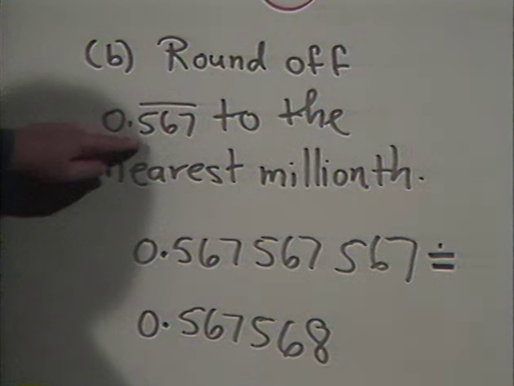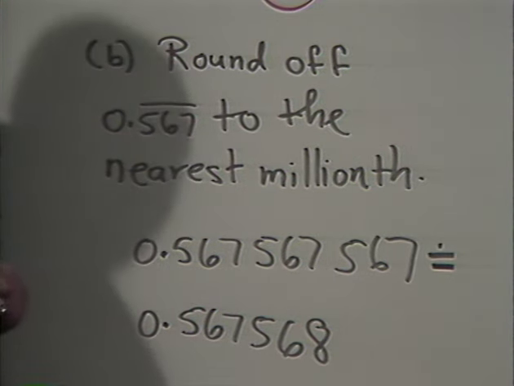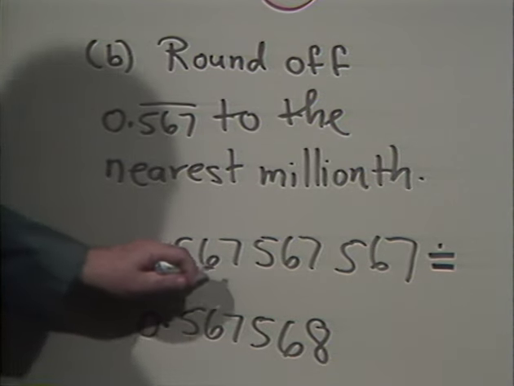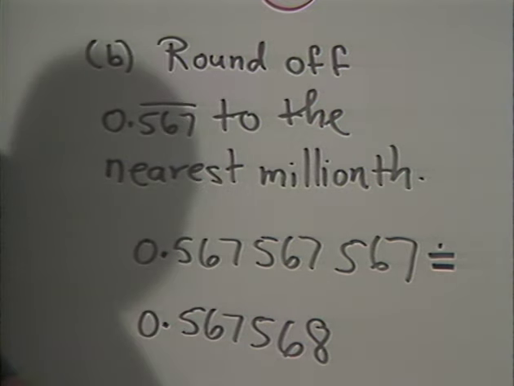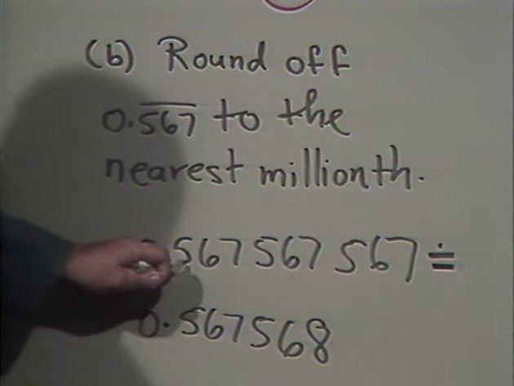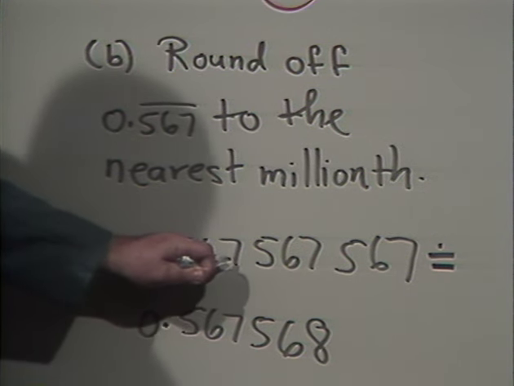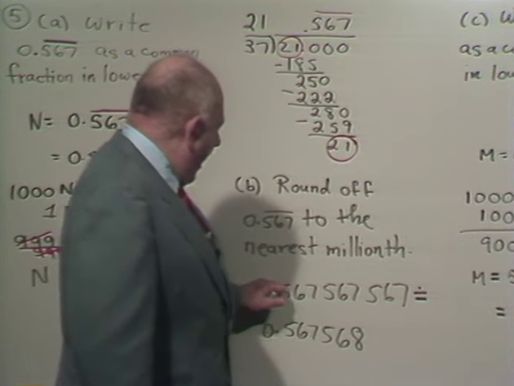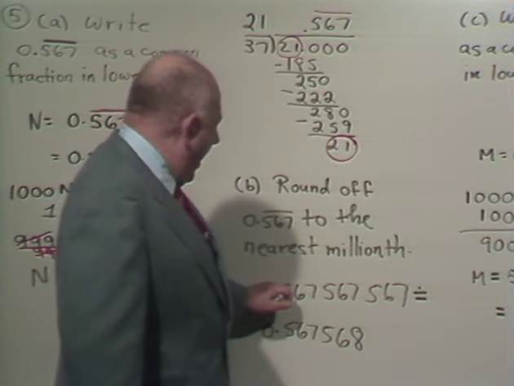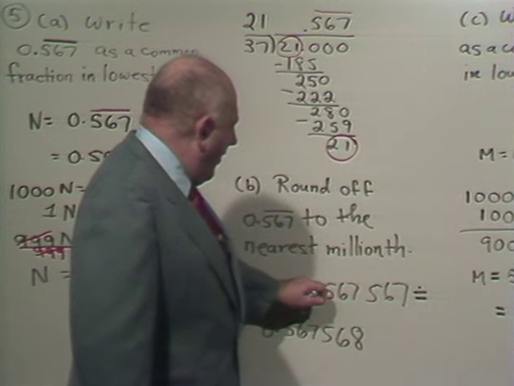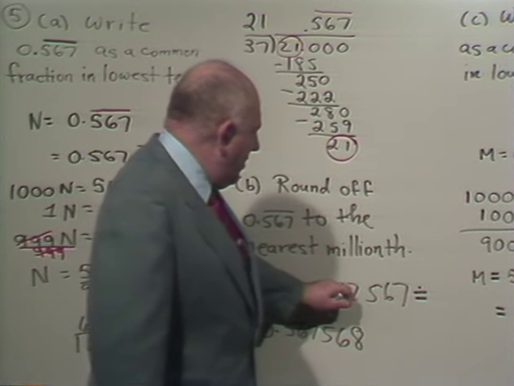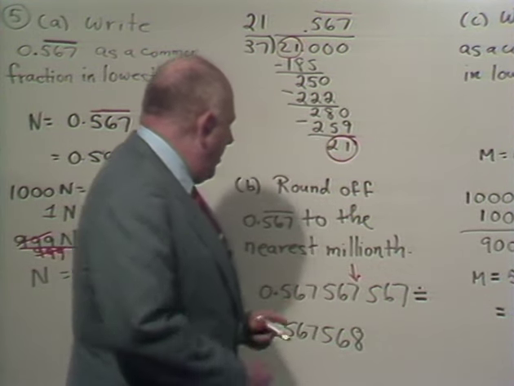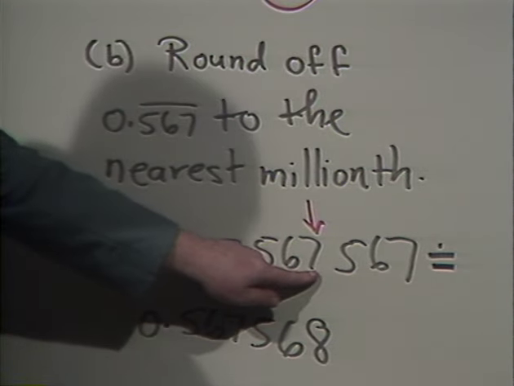Part B says round off this number to the nearest millionth. Well, what is 0.567 endlessly? It's 0.567, 567, 567. Where is the millionth place? Tenths, hundredths, thousandths. In fact, you can even count by whole numbers: tens, hundreds, thousands, 10,000s, 100,000s, millions. And now instead of saying millions, you say millionths. This is the millionths place.